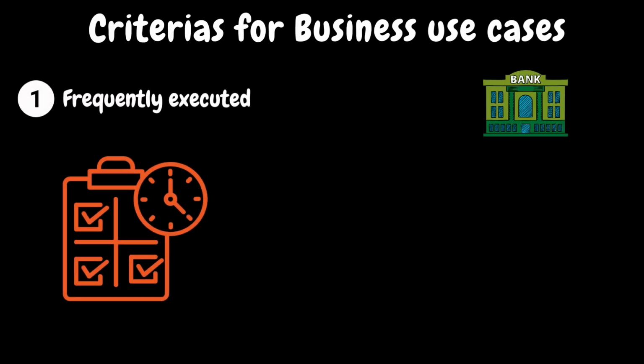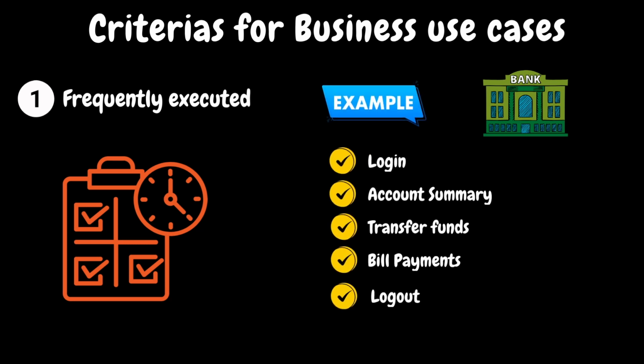Our initial criteria is frequently executed. Within this criteria, we focus on use cases frequently accessed by the customers or end users. In our online banking application, which specific use cases do you believe fit within this criteria? Login, account summary, transfer funds, bill payments, and logout use cases can be considered in this criteria because these are the use cases end users will use frequently.